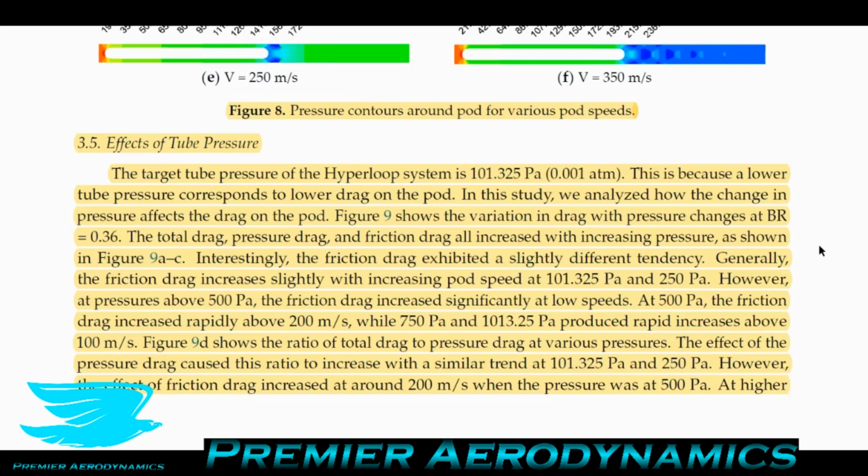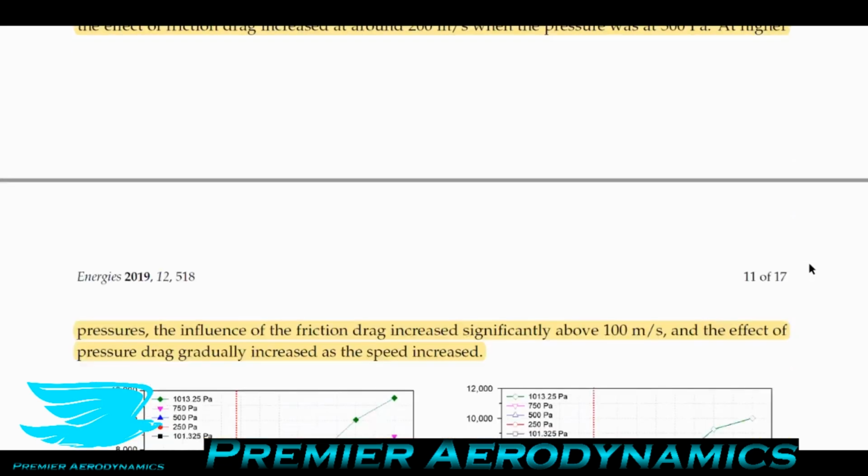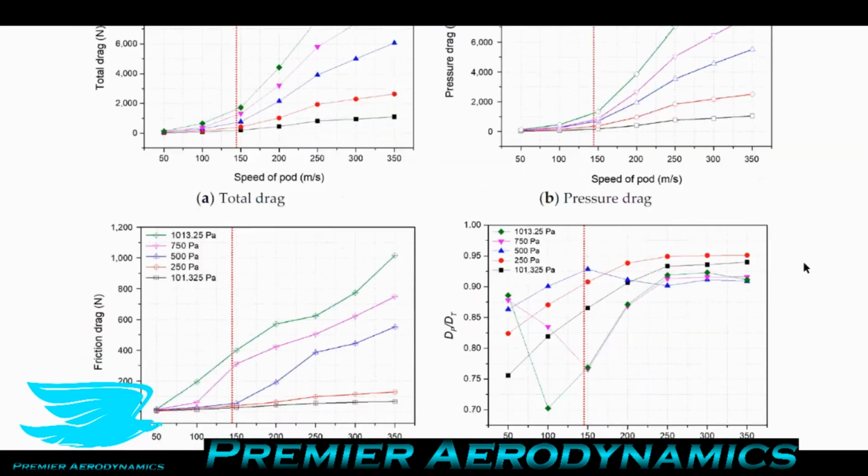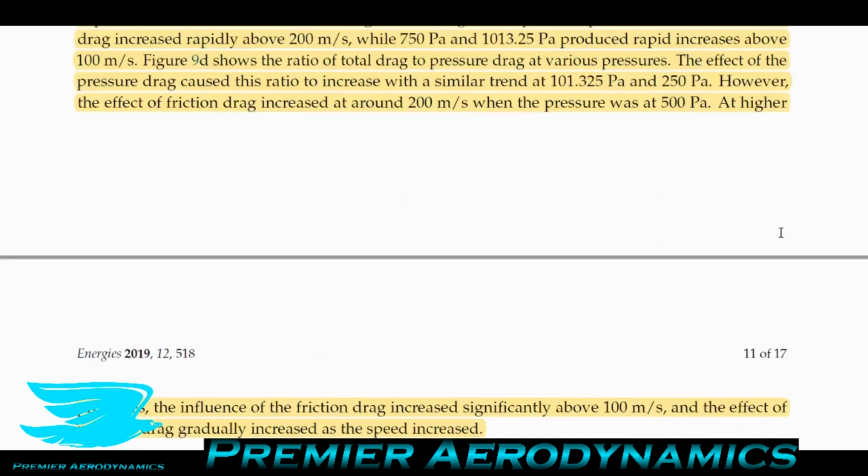The target tube pressure of the Hyperloop system is 101 pascals, so 1,000th of atmospheric conditions. This is because a lower tube pressure corresponds to lower drag on the pod. In this study, they analyzed how the change in pressure affects the drag on the pod. Figure 9, let's just look at figure 9. I guess these show just drag plots. We'll get to them in a second.